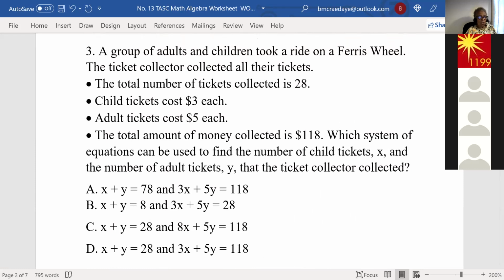28. In other words, number of child tickets plus number of adult tickets is 28. The child tickets cost $3. The adult tickets cost $5. That's $3 each, adult tickets $5 each. Total money collected for all the tickets is $118. You want to know which system of equations would be used to find the number of child tickets and the number of adult tickets. And they gave you the variables they're using, right?